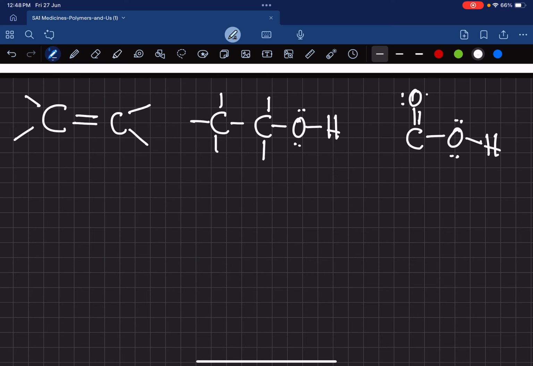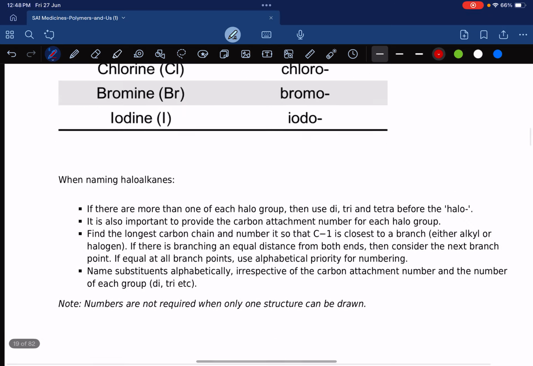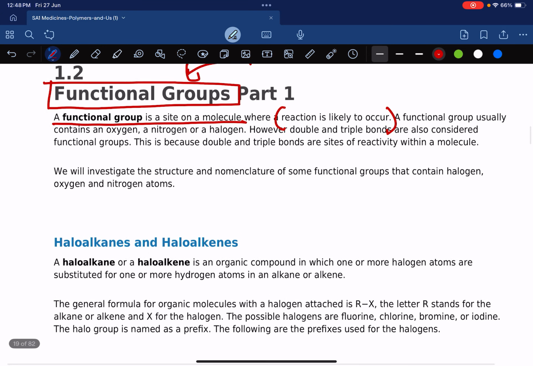These are called functional groups. Like in the earlier chapter, you came across another functional group which was an alkyne functional group. So these are functional groups. Chemical reactions will happen around these groups. So these are called functional groups where chemical reactions happen. All right, so that brings us back to this.